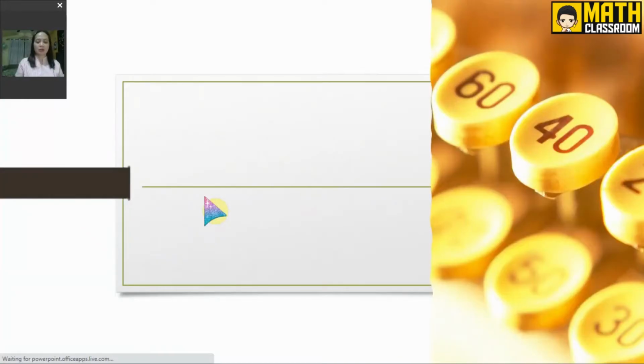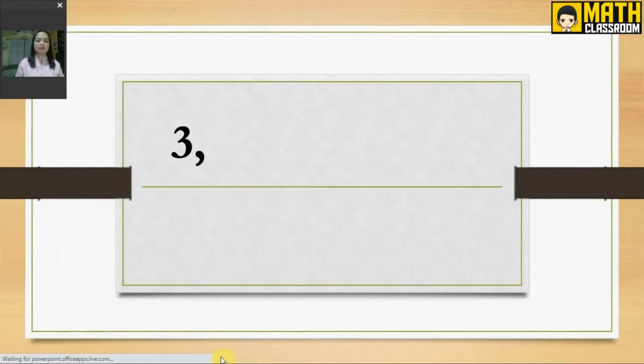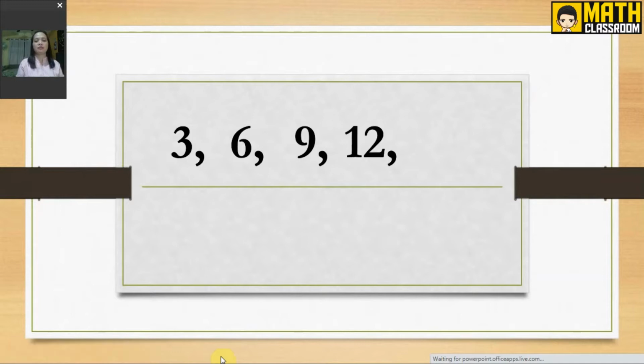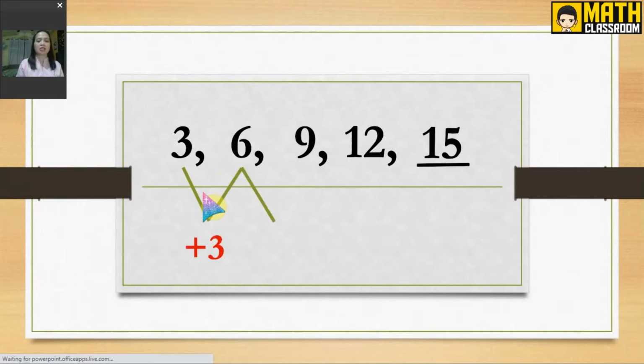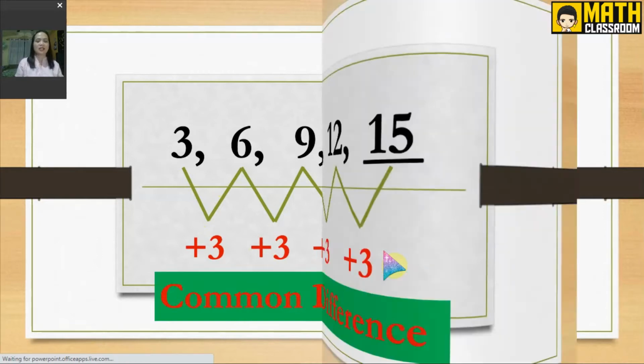So what is an arithmetic sequence? It is a sequence where every term after the first is obtained by adding a constant called the common difference. So let's have some examples of arithmetic sequence. We have 3, 6, 9, 12, and the next term is 15. In this example, we have an ascending order of numbers wherein we're going to notice we added a number. So what number did we add? We have 3 plus 3 is 6, 6 plus 3 is 9, 9 plus 3 is 12, and 12 plus 3 is 15. So here we added a constant number, and this constant number is what we call common difference.